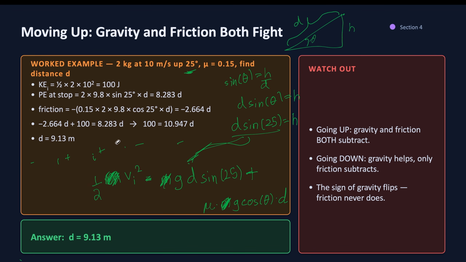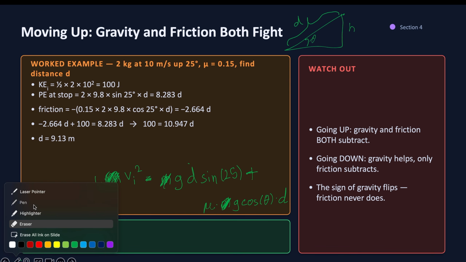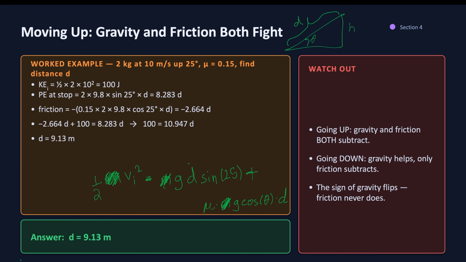Okay. So if you look at the equation here that we have, do we know our velocity initial? We know that, right? 10 meters per second. We know our velocity final was 0. That's why we cancel out that. So 1/2 velocity initial squared.